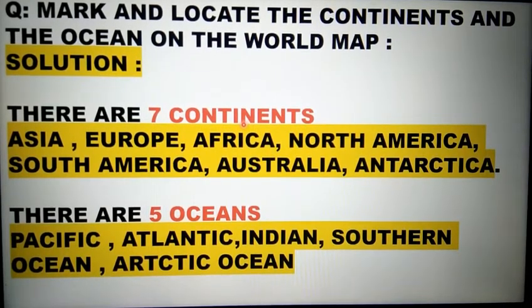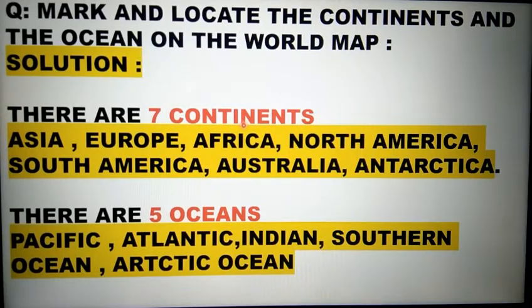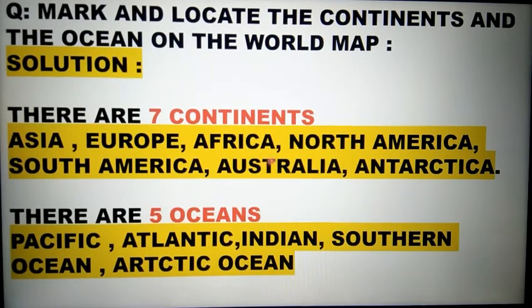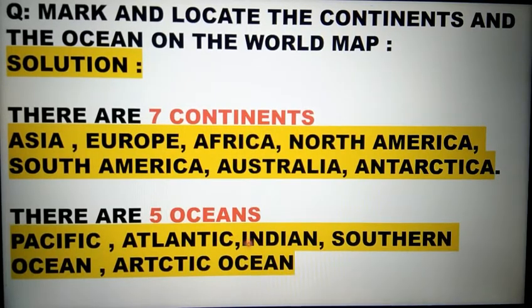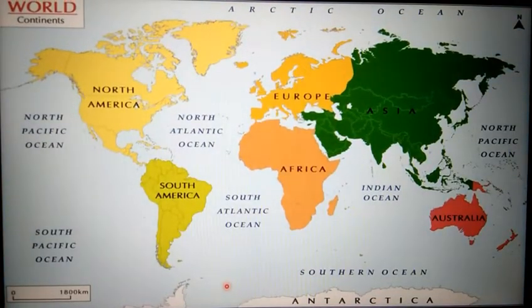Before we start marking, let's just take a quick revision that there are 7 continents: Asia, Europe, Africa, North America, South America, Australia and Antarctica. And we have a total of 5 oceans: Pacific Ocean, Atlantic Ocean, Indian Ocean, Southern Ocean and Arctic Ocean. Right? So we'll be marking them on the map. So this is the filled map. You can just here pause the video and fill in your world map accordingly.